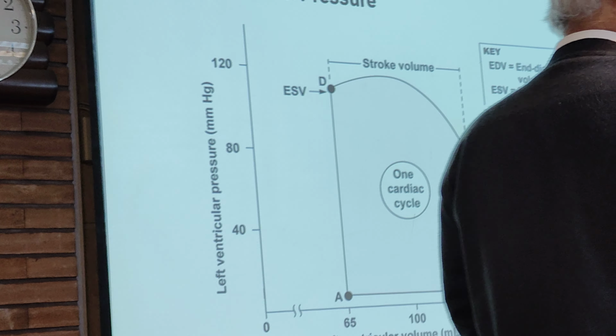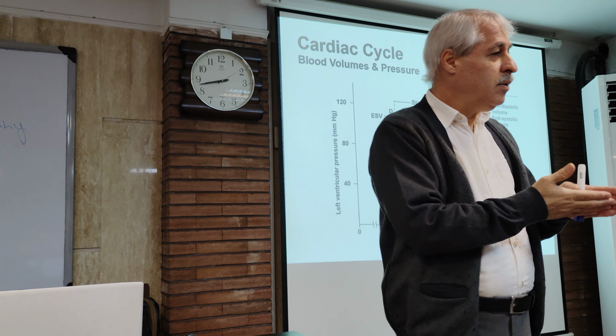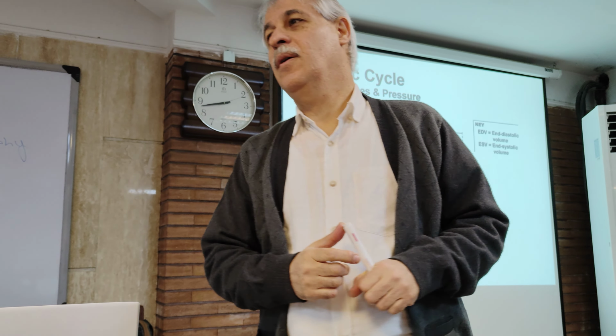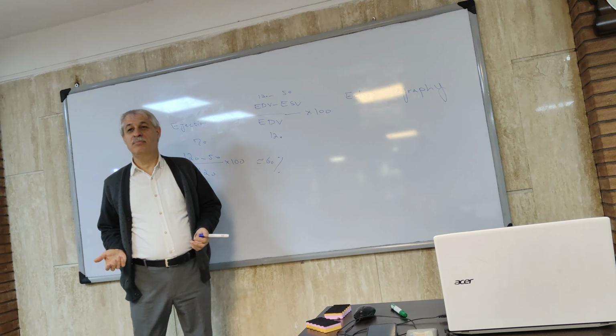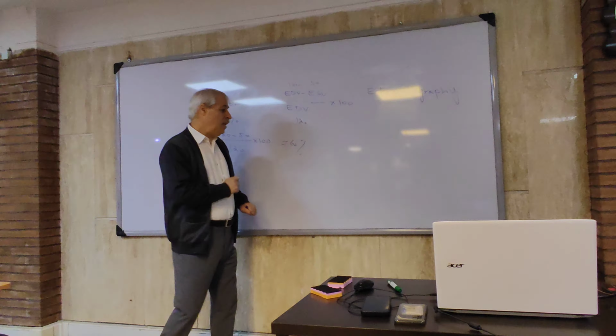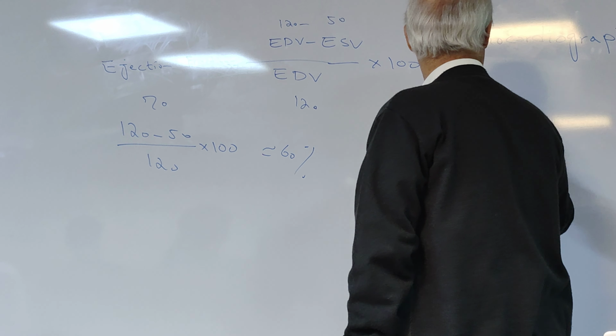But with forceful contraction, you can decrease the amount of blood that is left at the end of systole. How much is left? 50. You can reduce it up to 10 to 20. And you can also increase end diastolic volume. The end diastolic volume is 120. You can increase it.